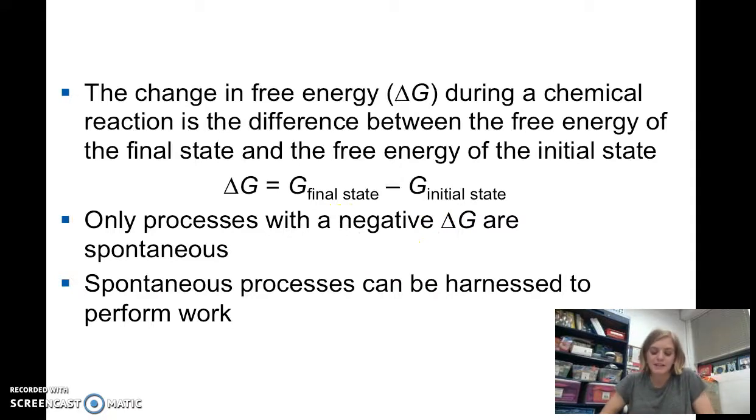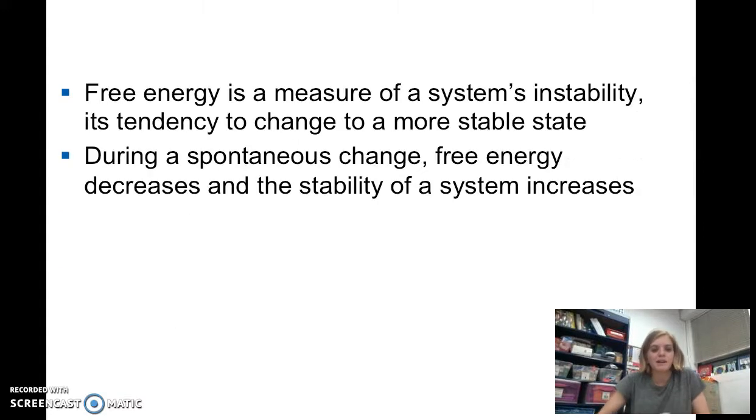And when we say spontaneous, that means that those reactions can happen on their own without the input of additional energy. So to have a negative delta G, the system must lose free energy from the initial state to the final state, meaning that the final state is more stable. So the delta G, when we're talking about it in a chemical reaction, really refers to the instability of a system. How likely is that system going to trend towards becoming more stable as opposed to less stable? During a spontaneous reaction, the free energy decreases and the stability of a system increases.